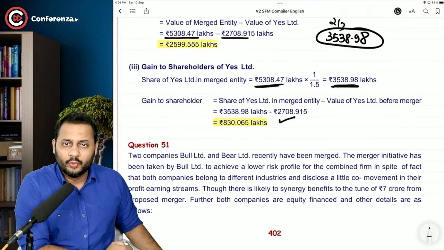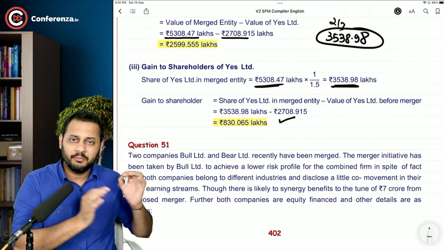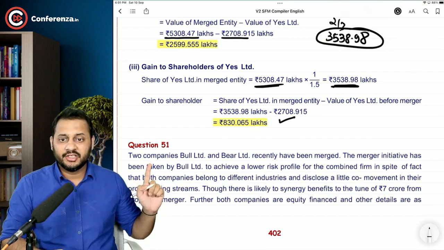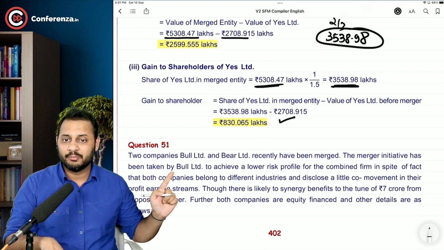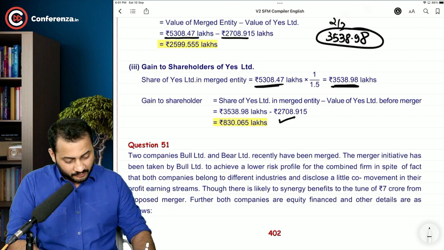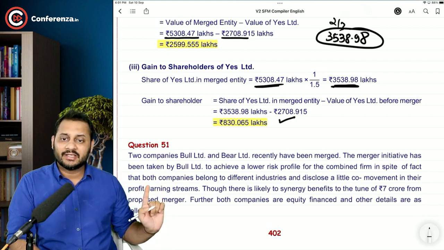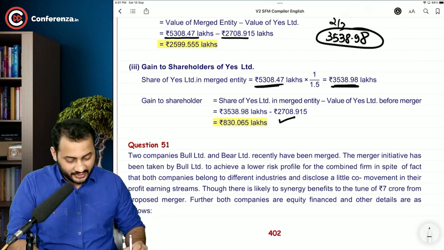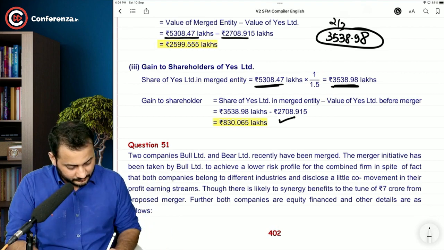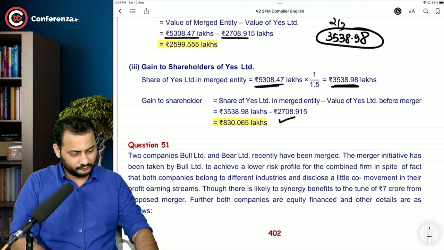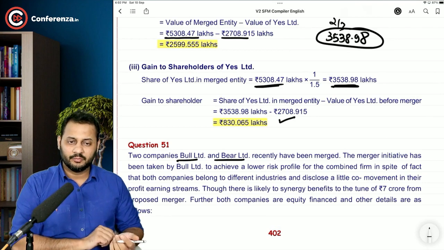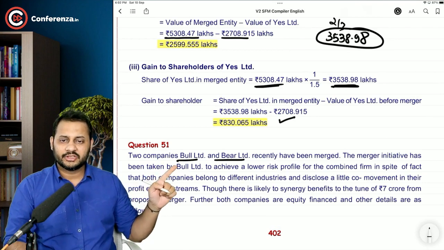Two companies, Bull Limited and Bear Limited, recently have been merged. The merger initiative has been taken by Bull Limited to achieve a lower risk profile for the combined firm, in spite of the fact that both the companies belong to different industries. Both the companies have been merged, and the initiative was taken by Bull Limited.